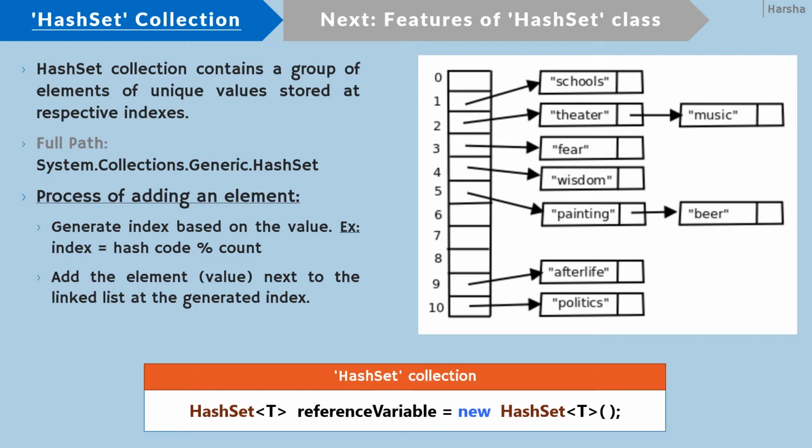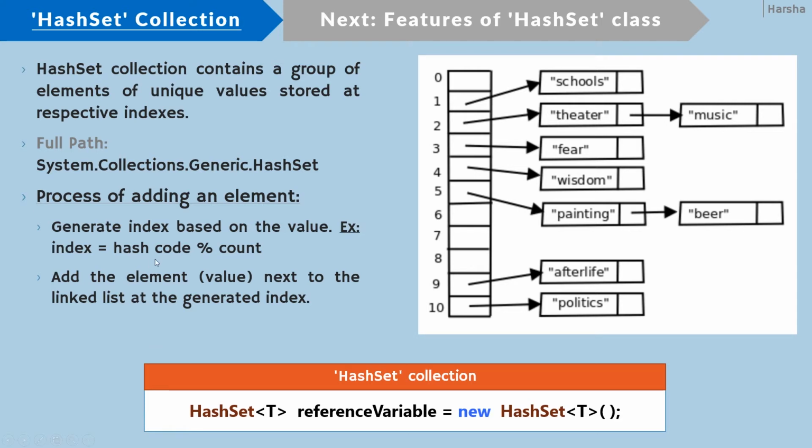In case of numerical values, the same number itself is treated as hash code. And in case of custom classes, we have to generate a unique value. Generally, we will consider the ID as hash code. For example, in case of employee object, the employee ID is the unique value, so that can be considered as hash code.